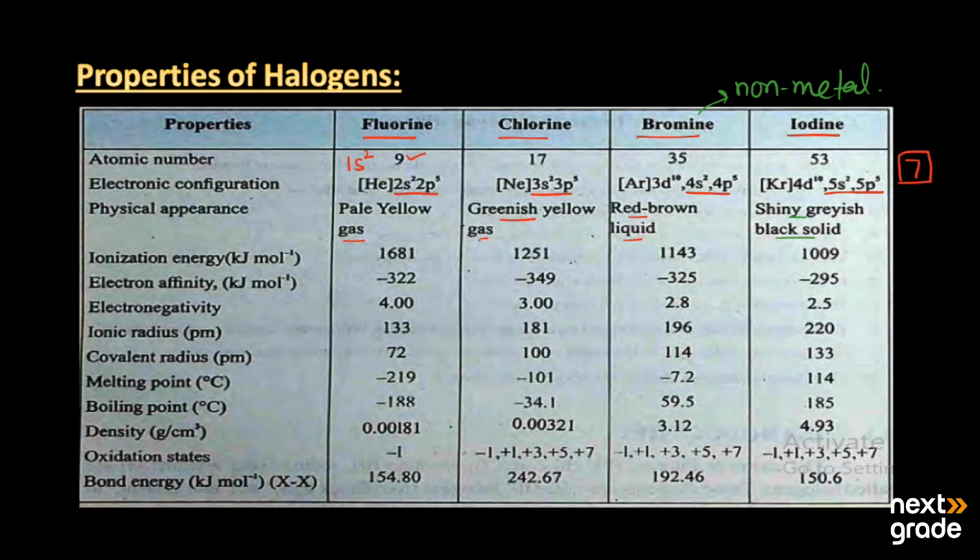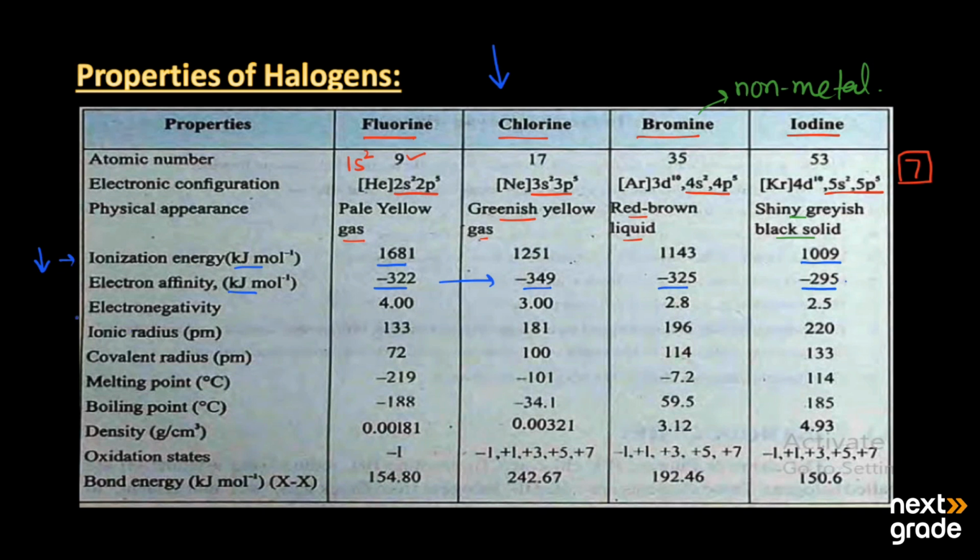If we talk about the ionization energies of these elements, that is given in kilojoules per mole. Fluorine has ionization energy 1681 kilojoules per mole, and that of iodine is 1009. It means when we move from top to bottom in the group, the ionization energy decreases. On the other hand, electron affinity, given in kilojoules per mole, is -322 for fluorine and -295 for iodine.